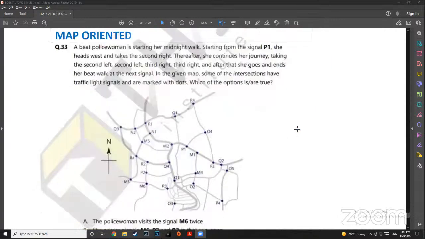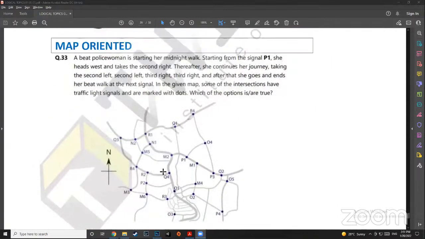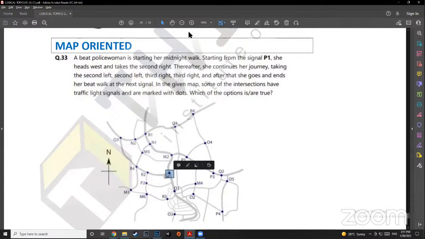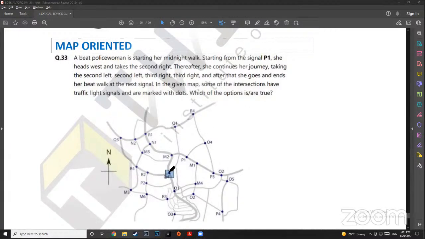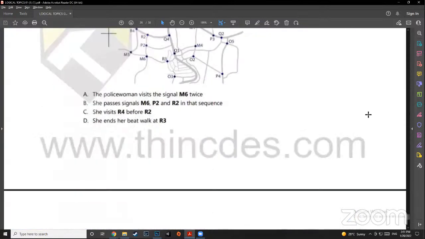Okay. Then there is map orientations. Map orientation where you just need to start at one point and then follow the instructions given, right? So for example, she takes a journey, she takes her second left. So this is the first left, this would be the second left. Then you take the second right. So this would be the first right, this would be the second right, and then take the third right. So like that, you need to follow the orientation. Okay. This will be map orientation.